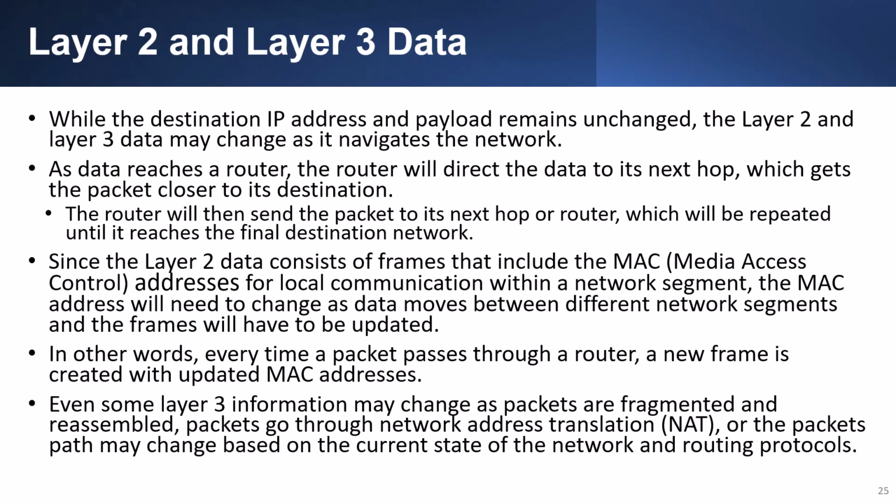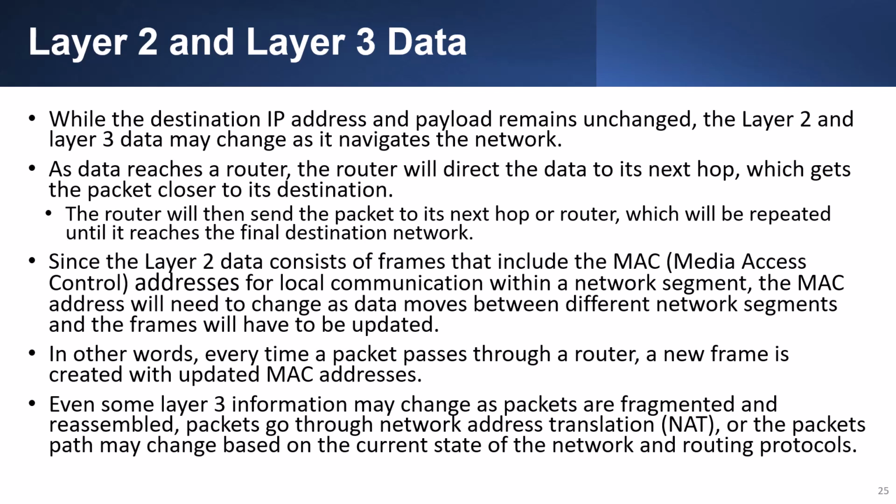While the destination IP address and payload remain unchanged, the Layer 2 and Layer 3 data may change as it navigates the network. As data reaches the router, the router will direct the data to its next hop, which gets the packet closer to its destination. The router will then send the packet to its next hop or router, which will be repeated until it reaches the final destination network.